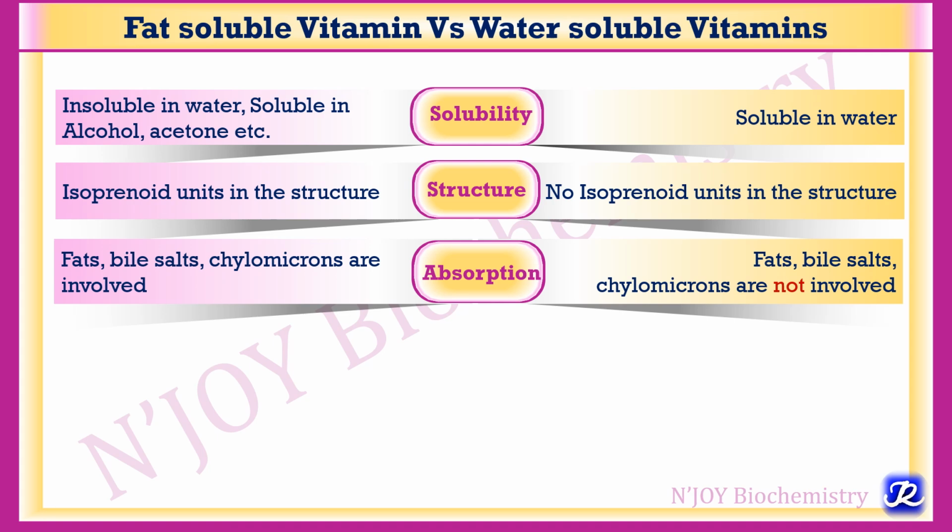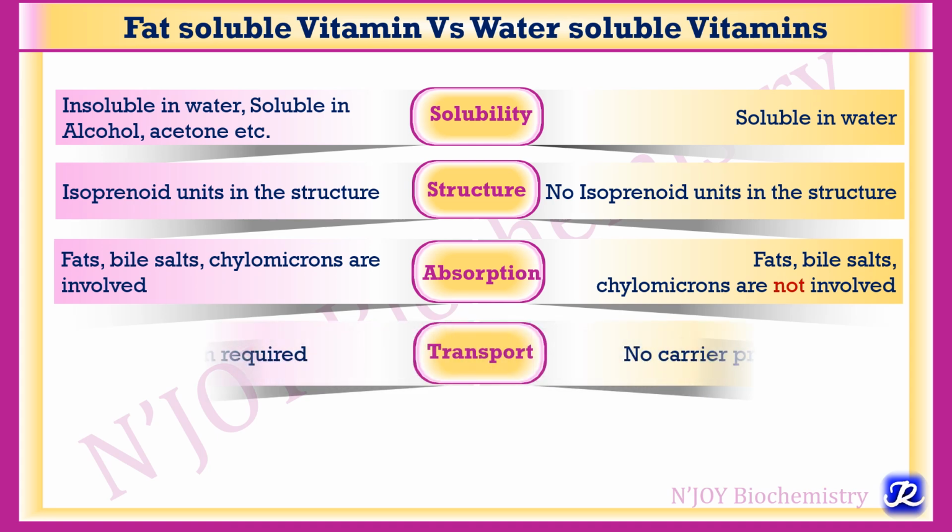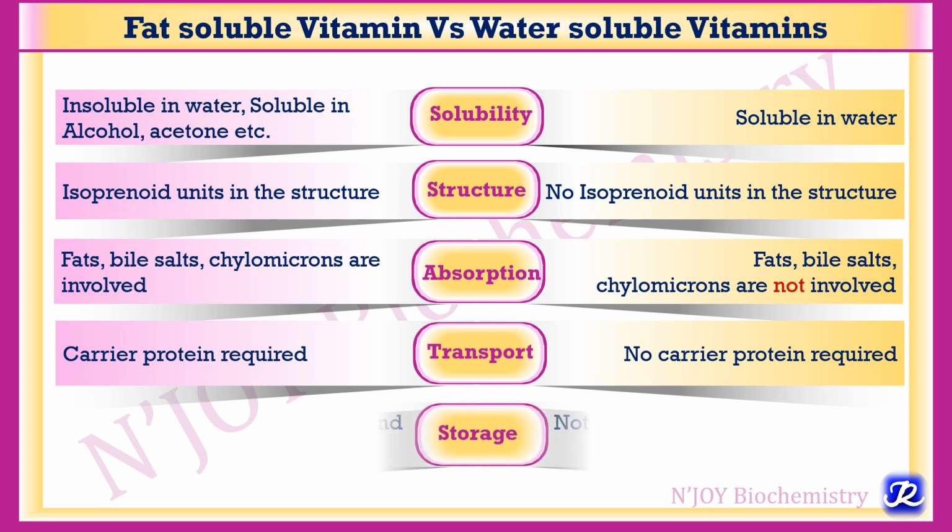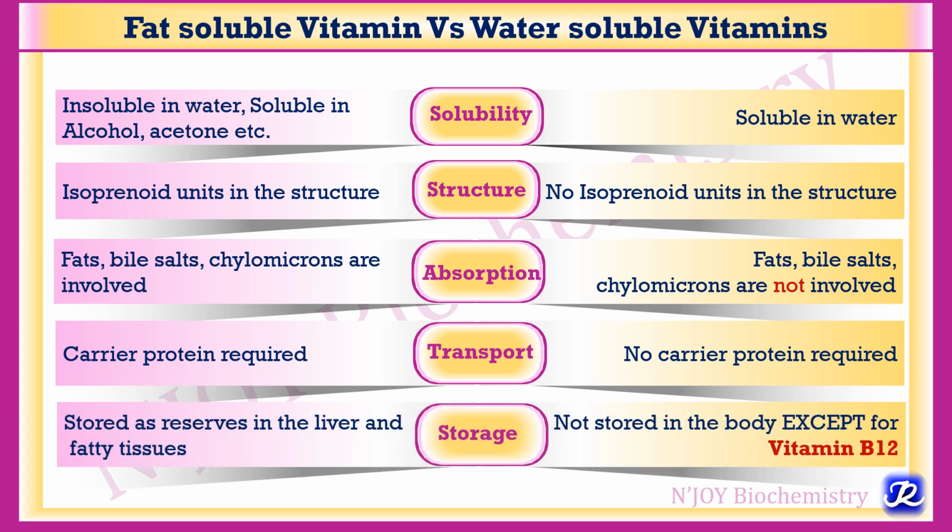Further, these fat soluble vitamins are transported with the help of chylomicrons. And water soluble vitamin metabolism doesn't involve fats, bile salts, or chylomicrons. So there is no involvement of chylomicrons. Transport, how are they transported? For transport of fat soluble vitamins, a carrier protein is required, while in the case of water soluble vitamins, no carrier proteins are required.